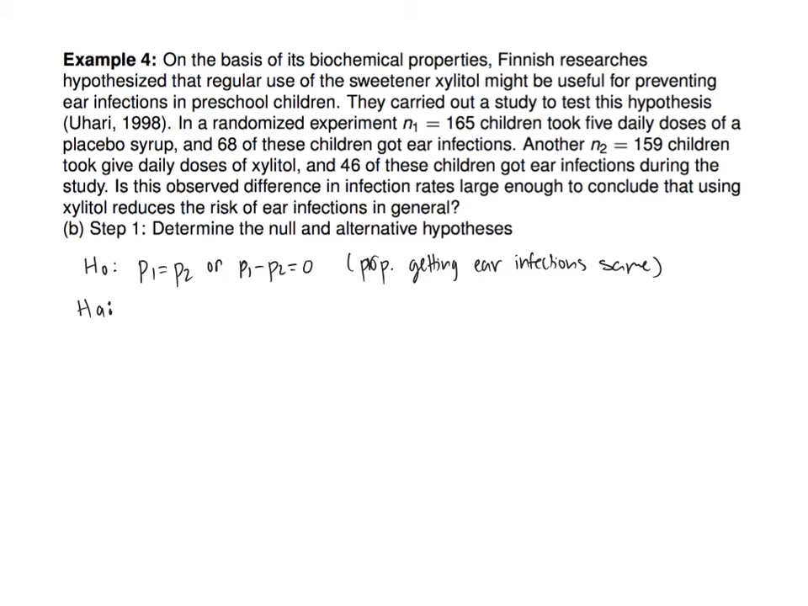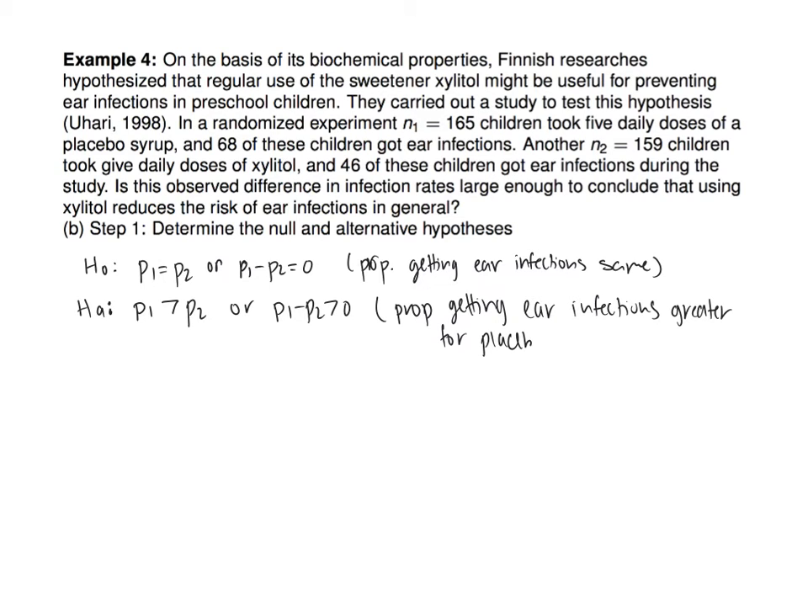And HA is that P1 is greater than P2, or P1 minus P2 is bigger than 0. And P1 is our placebo group. So the proportion getting ear infections is greater for the placebo group. That's what those are saying.